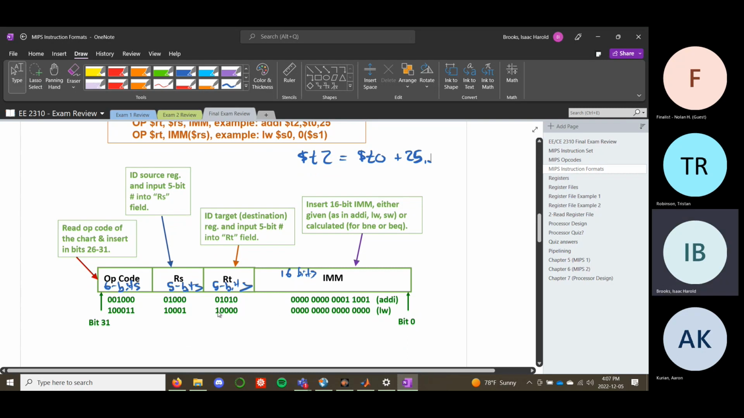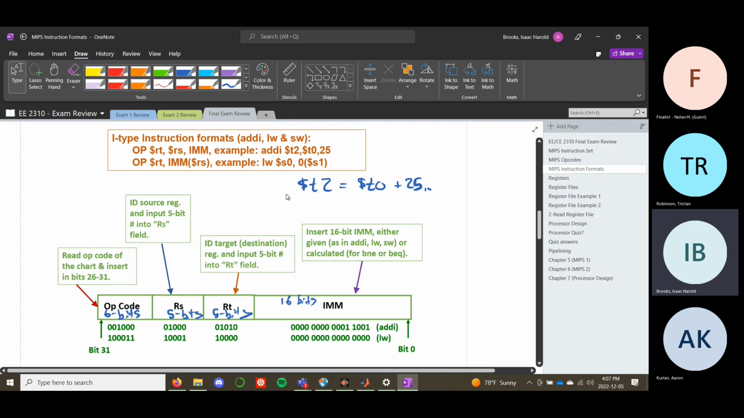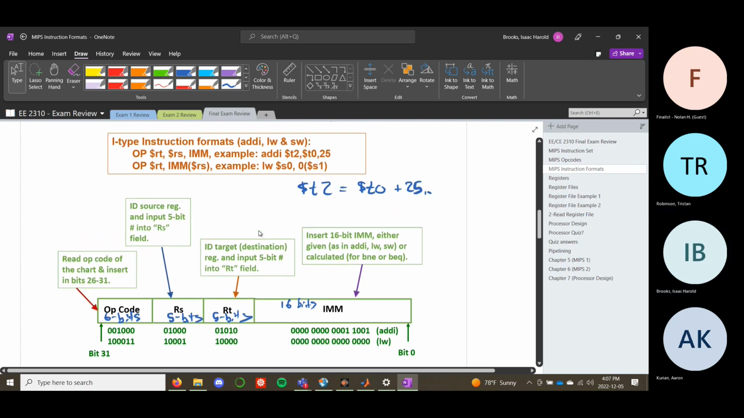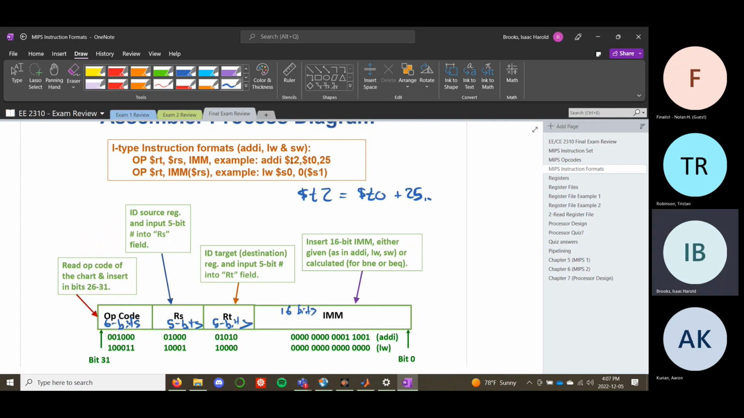You can map the registers the same way. So if this is our instruction, addi T2, T0, and 25, then your RS is T0 and your RT is T2.